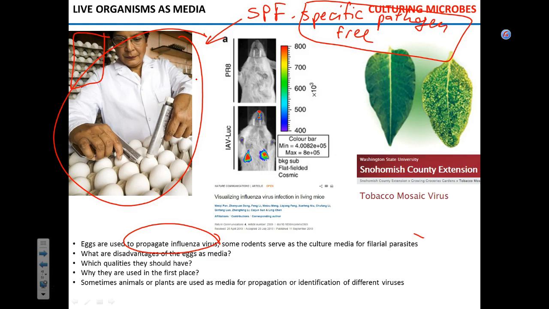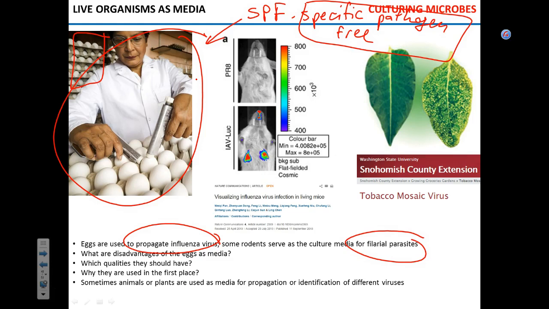For certain filarial parasites, meaning tiny little worms, you may have heard about the disease called elephantiasis. That's the condition associated with the blockage of the lymph drainage, which leads to accumulation of lymph, mostly in the lower limbs and scrotum. So to grow filaria parasites, rodents are used. These parasites do not grow in anything else, since they're worms.